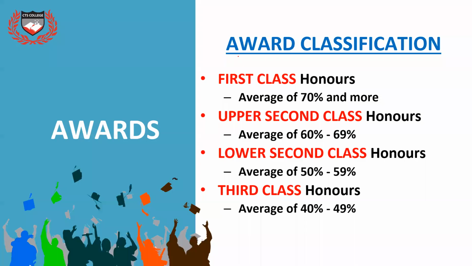All right. So in relation to the award classification, we have first class honors with an average of 70% and more. We have upper second class honors with an average of 60 to 69%. Lower second class honors would range from 50 to 59%. And third class honors would range from 40 to 49%. Right? So those are your award classifications for your bachelor's degree.